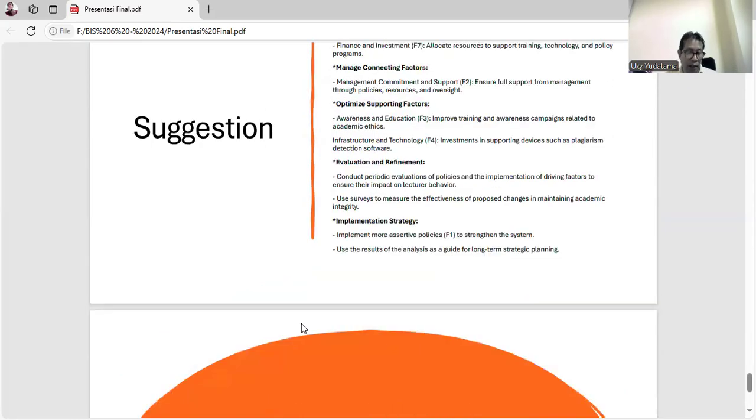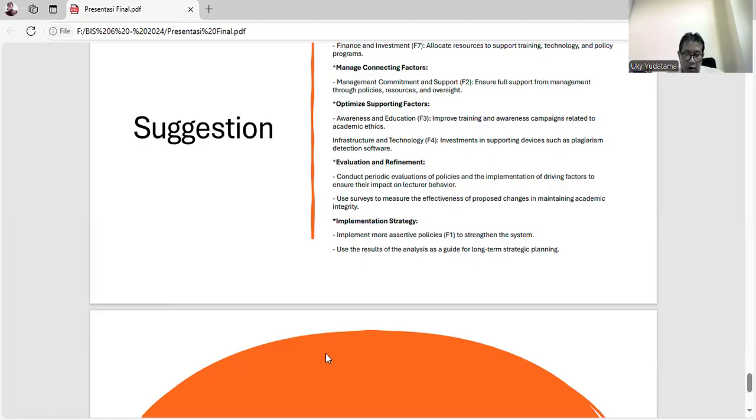Suggestions. The study presents several suggestions to strengthen academic integrity among lecturers using the results derived from the ISM analysis. These recommendations are focused on prioritizing critical factors, managing connecting factors, and optimizing supporting factors. The key suggestion is to prioritize driving factors.